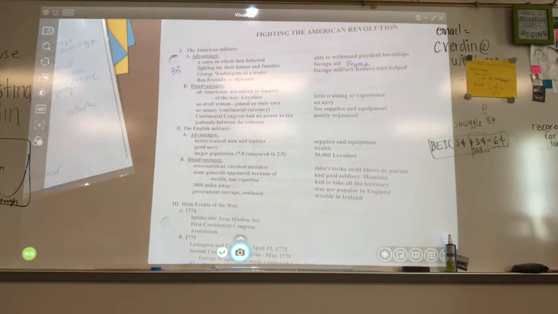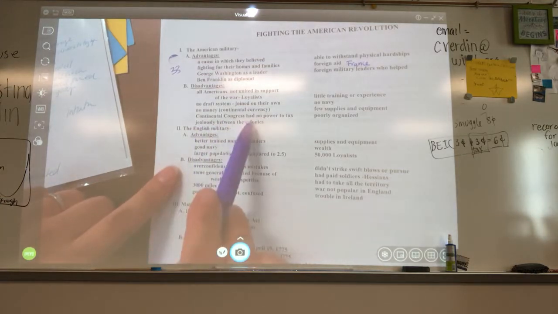Their disadvantages, however, there's more disadvantages. All Americans are not united. Specifically, what area did we talk about not wanting to rebel and they were loyalists? The South and also New York. There was no draft system. They had no money. Where had all the money gone? To England, because remember they had to pay in gold and silver, and mercantilism and the taxes. So they had no money. They had continental currency that they're just going to keep on printing out, and what's going to happen to the value of it? It's going to go down.